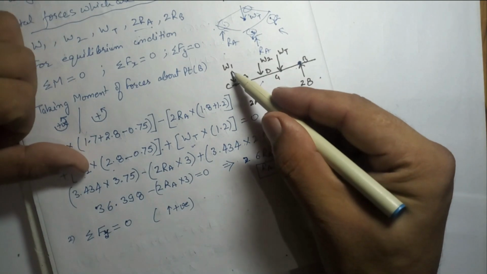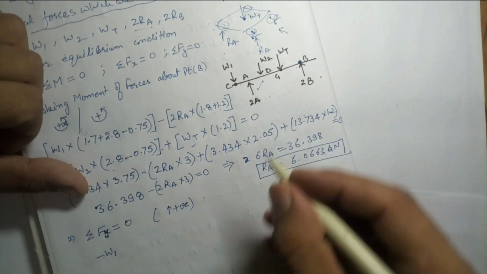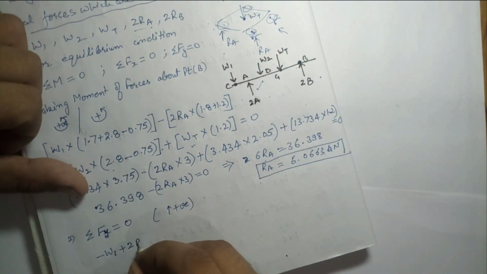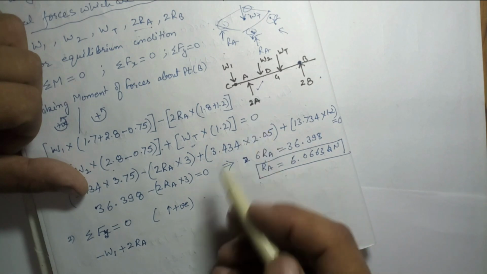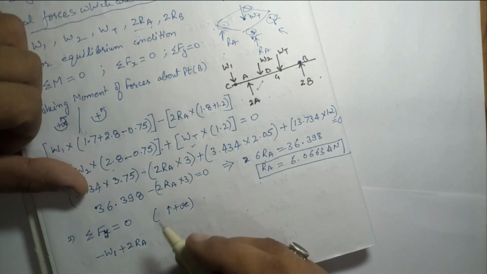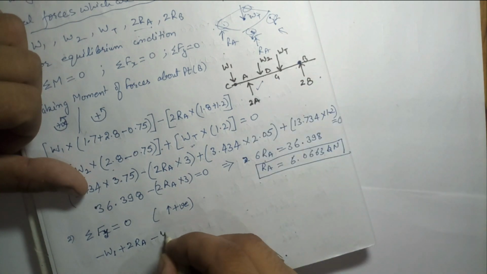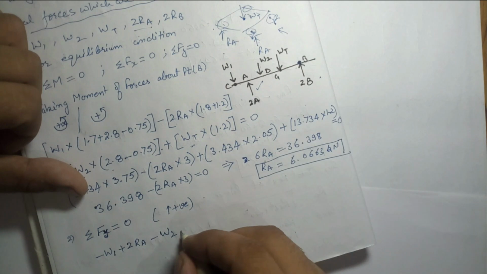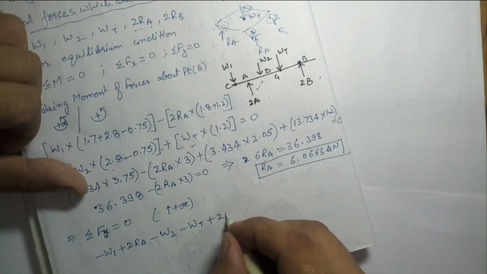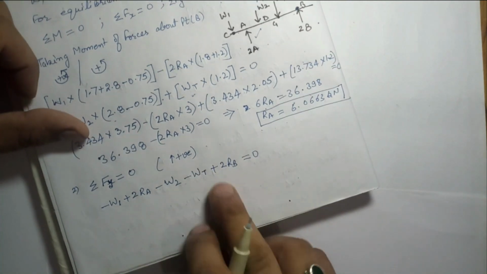First this weight is downward, so it will be minus W1, reaction upward, so plus 2 times RA. Here I am writing RA in place of A just to represent the reaction. Then W2 again downward, so minus W2, weight downward, so minus WT, reaction upward, so plus 2 times RB, that is equal to 0. So this is the equation of force in the y direction.